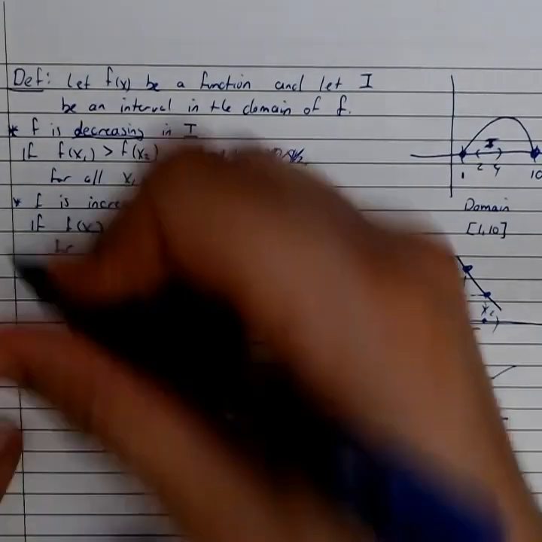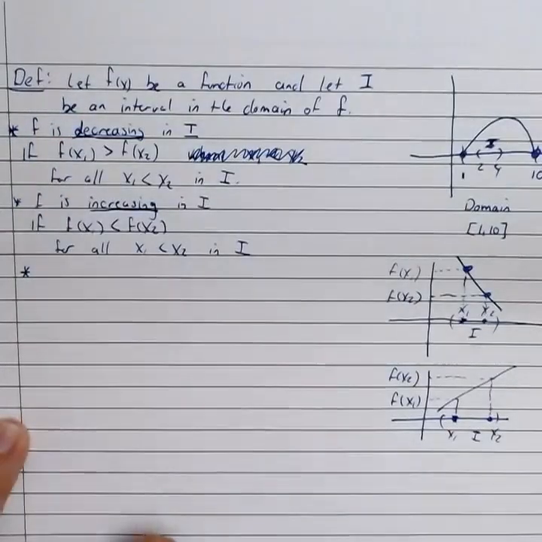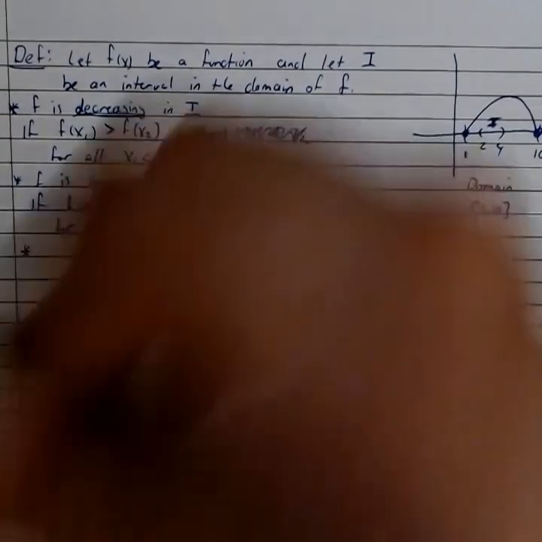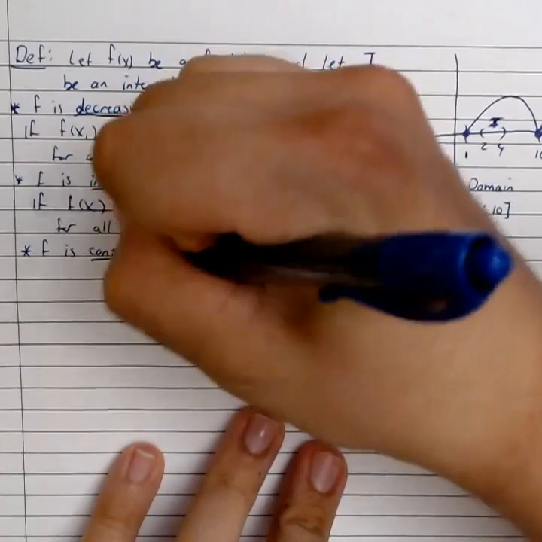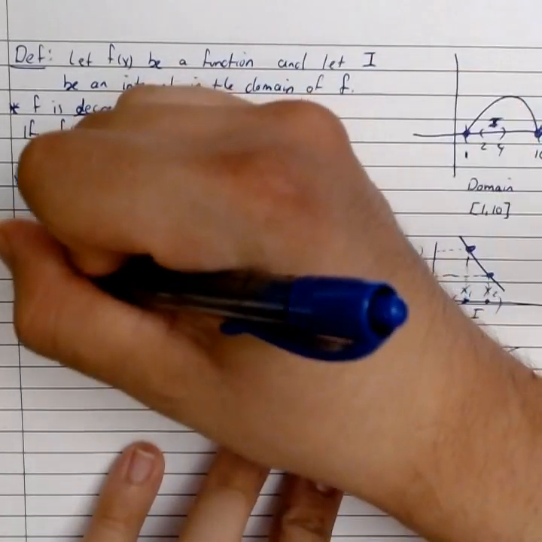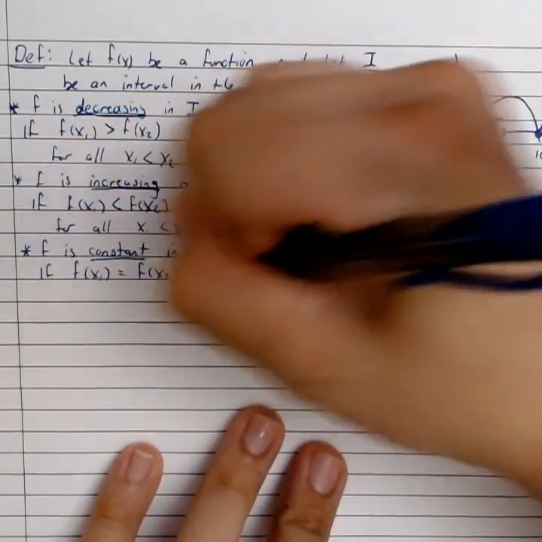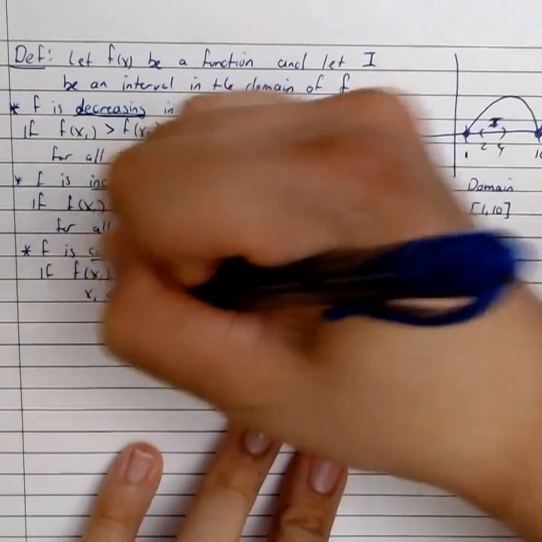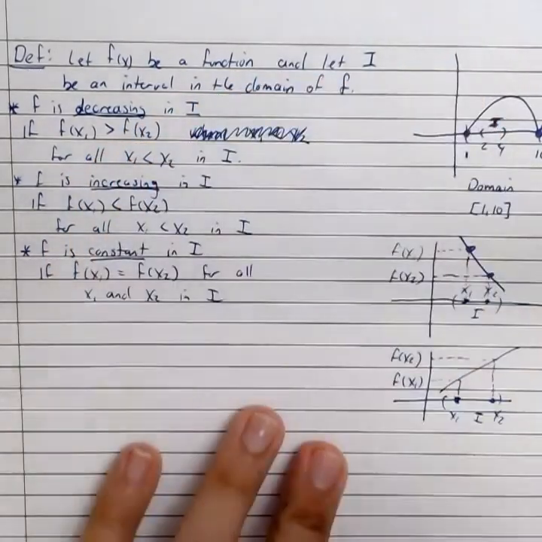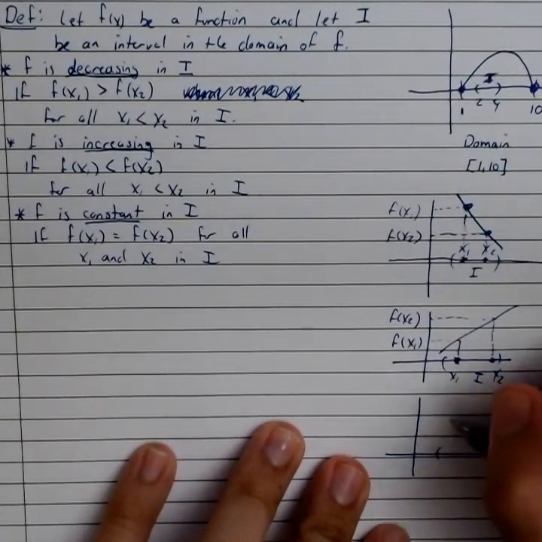All right? The last one, you say, well, what else could it be? It's either going up or going down, right? Increasing or decreasing? Well, it's possible that it's not doing either. f is said to be constant in I if f of x1 is equal to f of x2 for all x1 and x2 in I. Or in other words, it doesn't matter what points you pick. It doesn't matter what x1 and x2 you pick. You're always going to have the same y value. That means the graph's never going up.